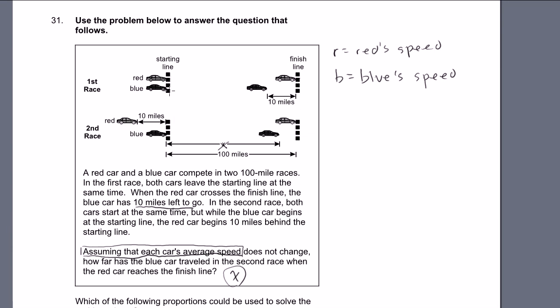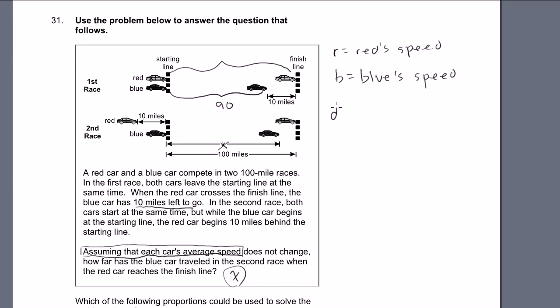Now, in either situation, let's say in the first race, they both traveled the same amount of time. The same amount of time it took the red car to go the whole 100 miles, the blue car traveled this distance, which is 90 miles. How did I know 90 miles? Because he has 10 miles left to go in a 100-mile race.